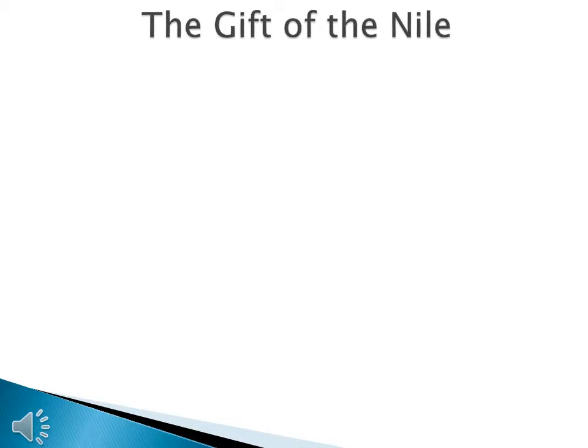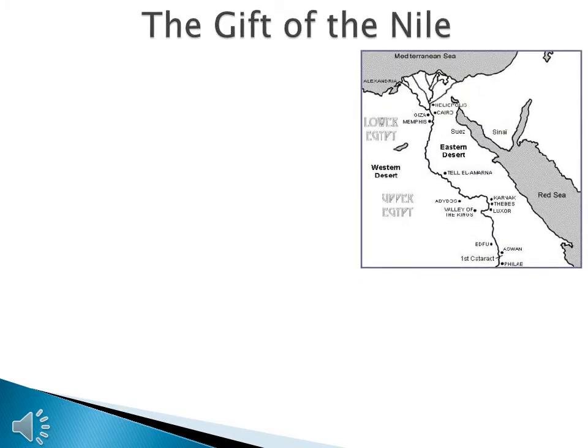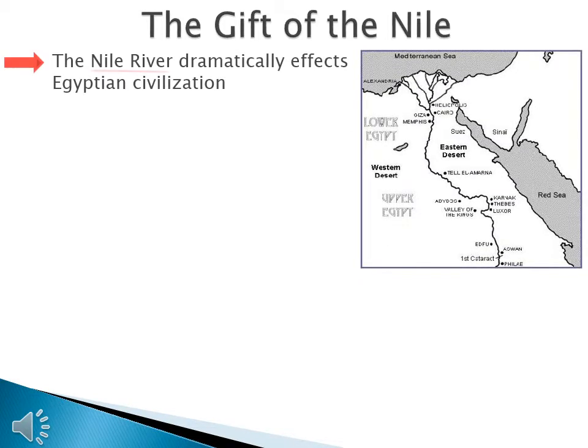Because of Egypt's geography, there is no ancient civilization without the Nile River. In fact, we call it the gift of the Nile because the Nile River dramatically affects Egyptian civilization. It's also one of a few rivers that flows from south to north, and this causes some geographic confusion within Egypt. Let's clean some of that up.